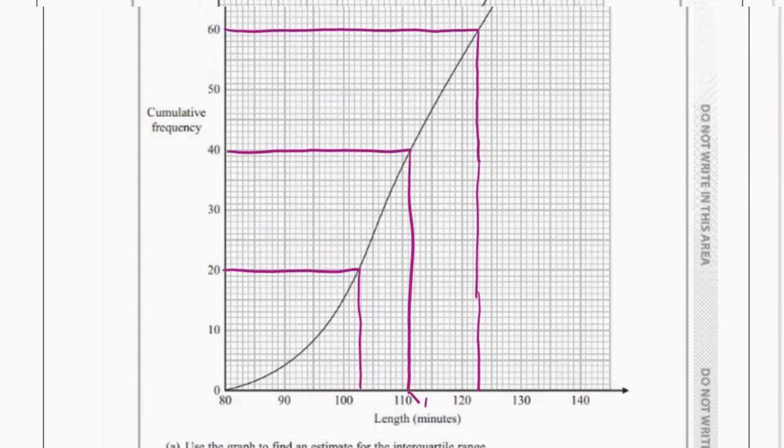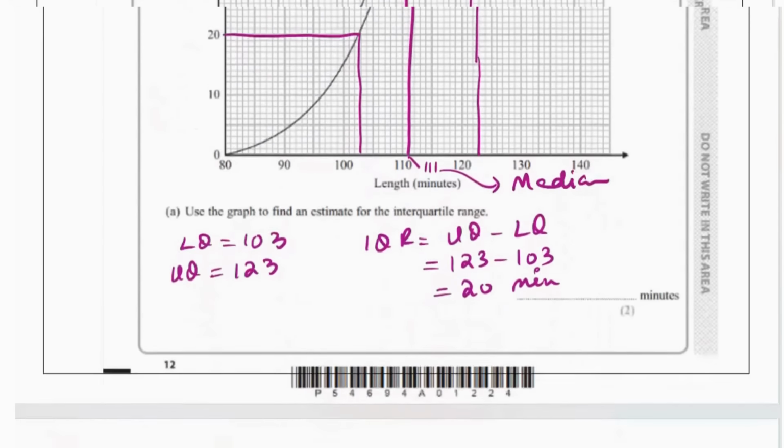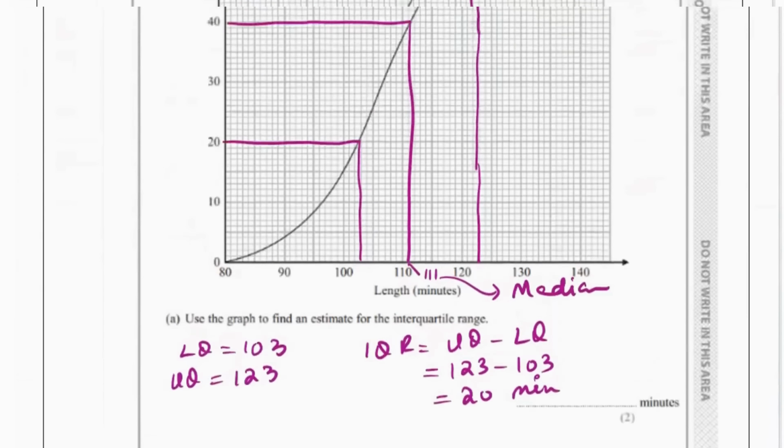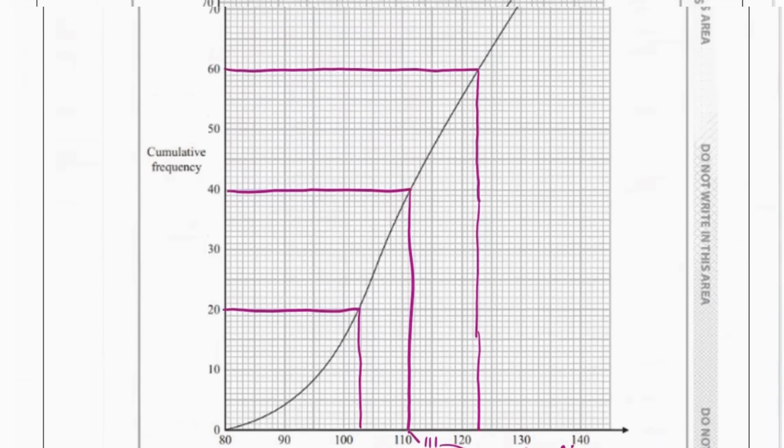And 111 would be your median value, in case they were asking you to find that. Then Claire says more than 35% of these films are over 120 minutes long. Is she correct? So if we go at 120 minutes and draw a line from 120 towards the graph, this is 20. So that brings us over here at 55.